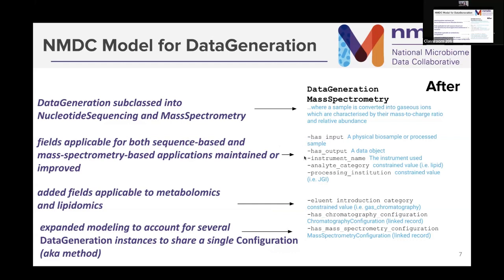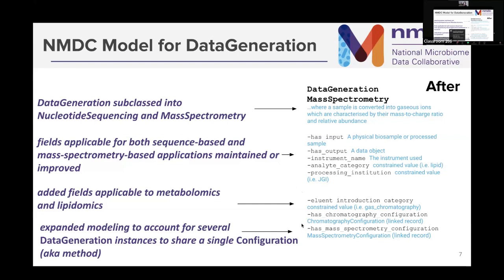And so that subclassing really opened up the door for how we can model specifically mass spectrometry information. We've kept the fields that were important for the sequence-based and mass spectrometry, so I'm not going to re-go through those. We've improved some of them, but we've kept them. And then we've also added fields that were specific to metabolomics and lipidomics using the standards as best as we could that we've already been talking about today. And so this was in part just explaining very explicitly how these samples are introduced to the mass spectrometer, like gas chromatography, liquid chromatography, or direct infusion.